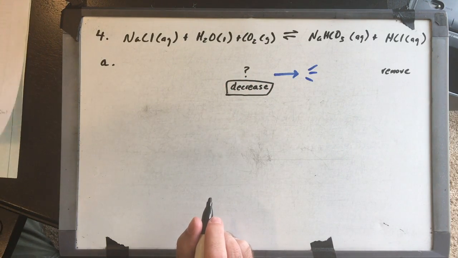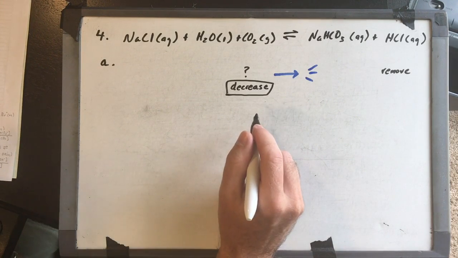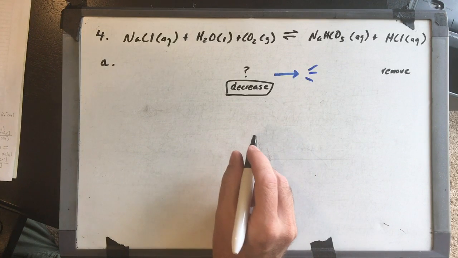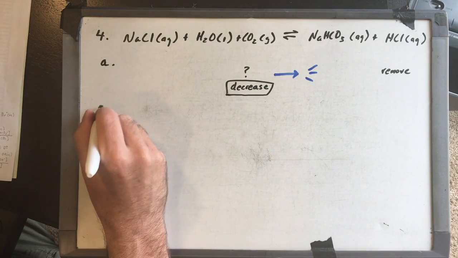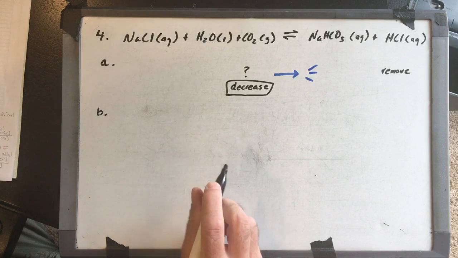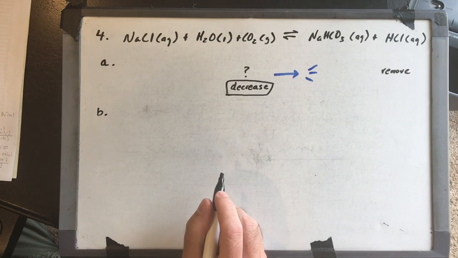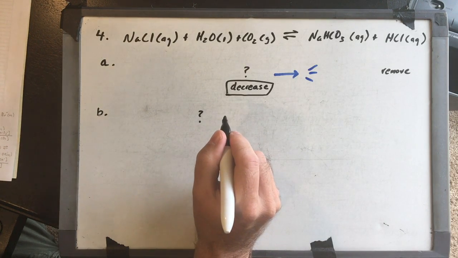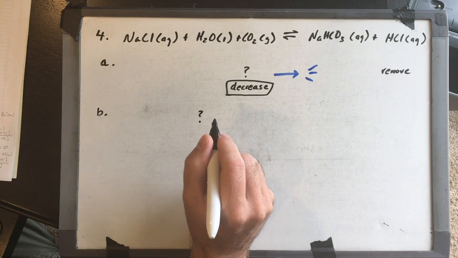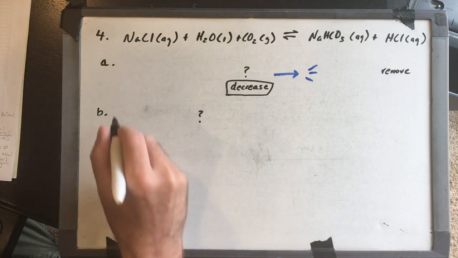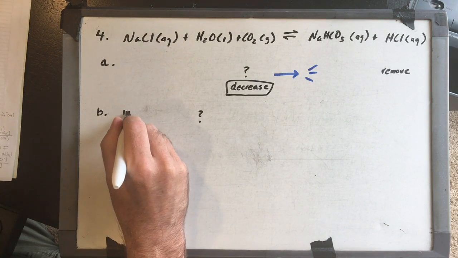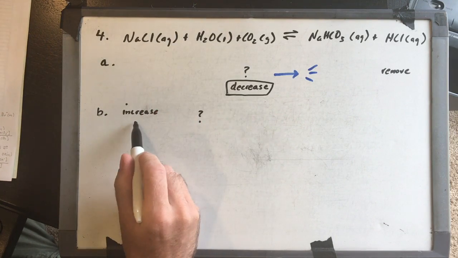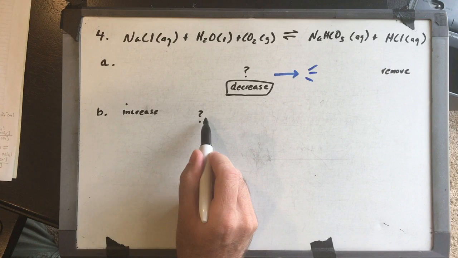All right, had a mixed bag on this. I think most people did pretty well on number 4. Okay, but I'm sure at least a couple of people probably missed that one. All right, part B says what will happen to the amount of H2O. So we want to know about the amount of H2O if the concentration of NaCl is increased. So we're going to increase NaCl. What's going to happen to the amount of H2O?